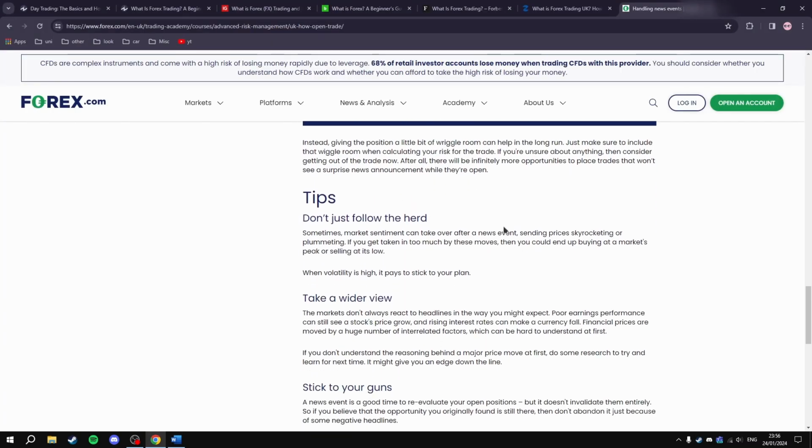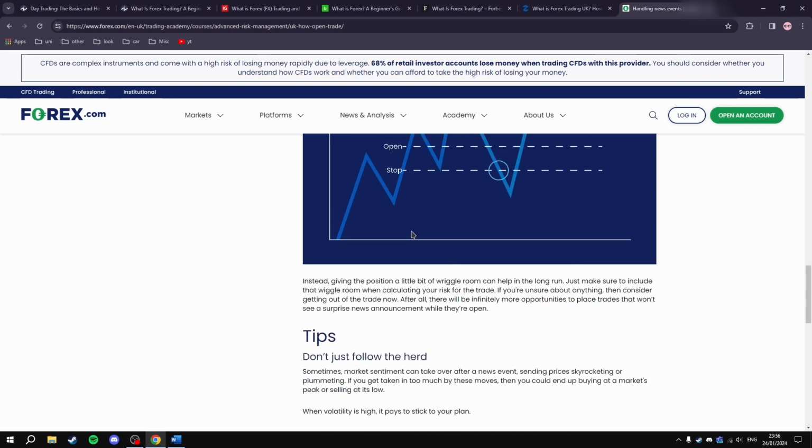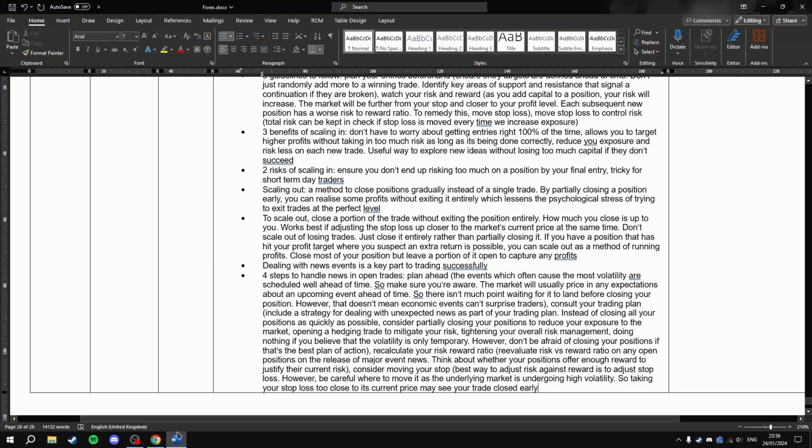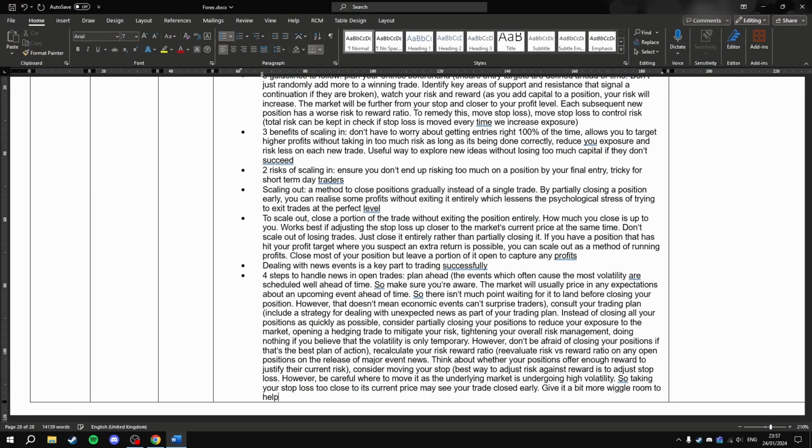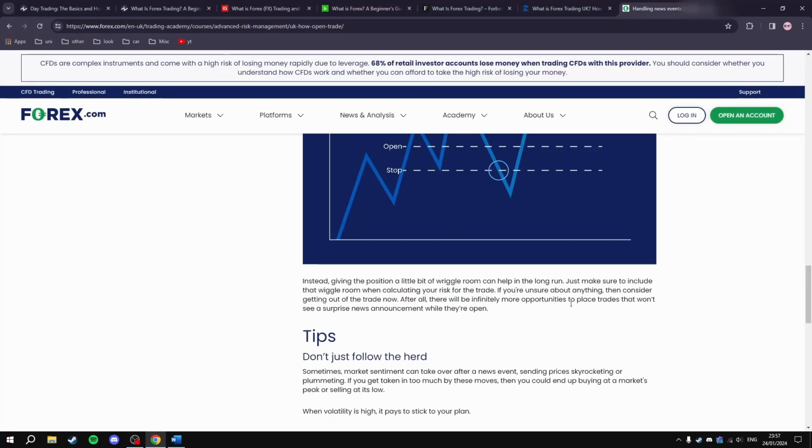Instead, giving the position a little bit of wiggle room can help in the long run. Just make sure to include that wiggle room when calculating your risk for the trade.